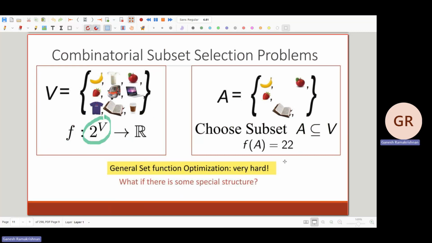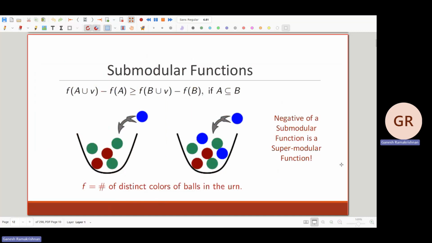Okay, so these functions help solve combinatorial subset selection. So I have to explore this large power set, right, of the ground set. So in general, set function optimization is very hard, right? If I want a function maximization of the function with respect to a subset of V. But if there's some special structure, is it possible to choose a subset more effectively, right? And it turns out that yes, in practice, there are many functions which exhibit this property.